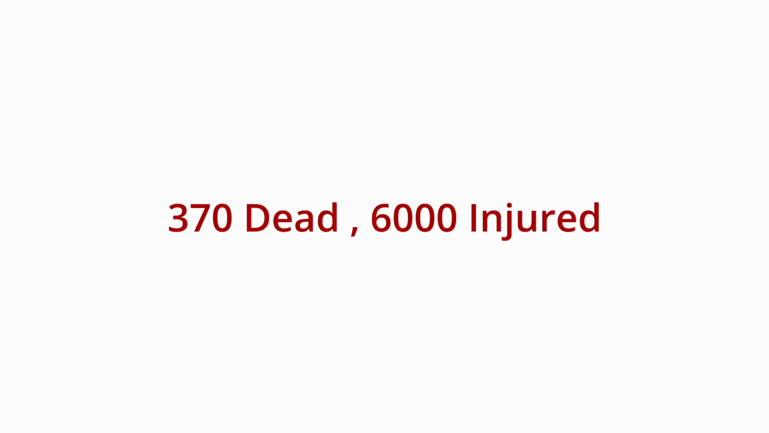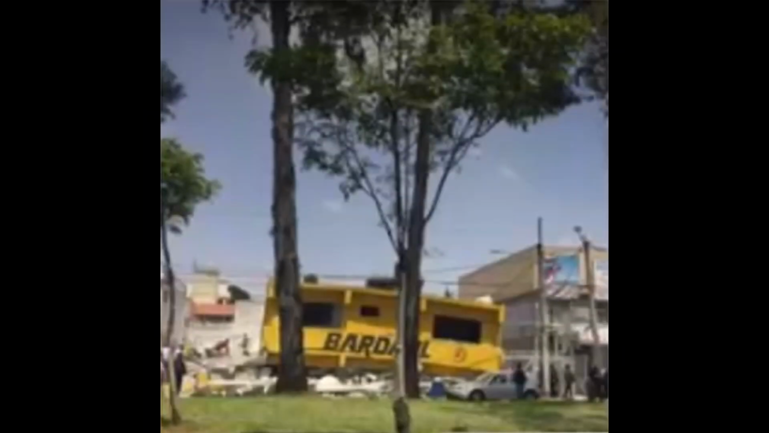On the 19th of September 2017, at 1:14, the Puebla City earthquake struck, claiming 370 lives and leaving 6,000 people injured due to the earthquake and related building collapses. The first group challenge was to build a replica of a building that collapsed during the 2017 Puebla City earthquake.